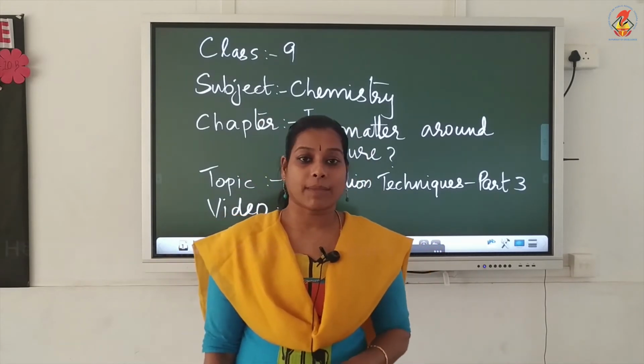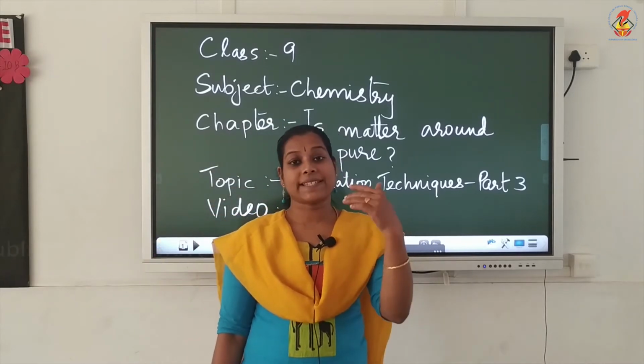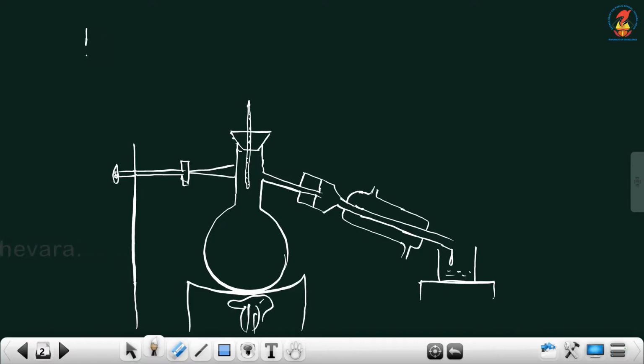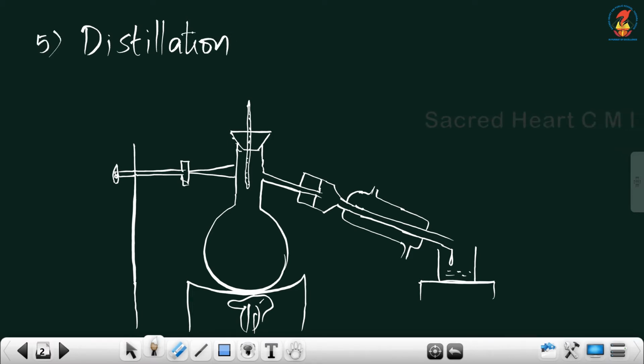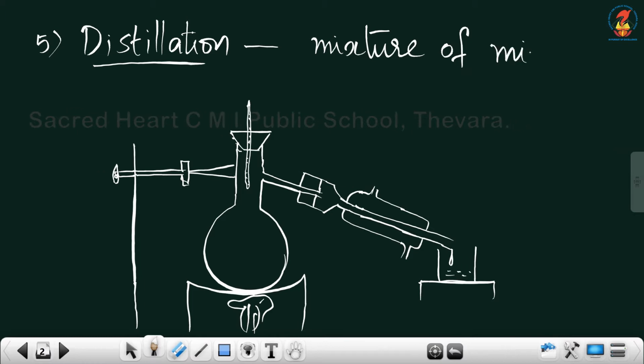For that, there is a method of separation that is known as distillation. We can see the method of distillation. Till now we have seen 4 different methods of separation. This is the 5th method, distillation, and distillation is for a mixture of miscible liquids. That is the principle.